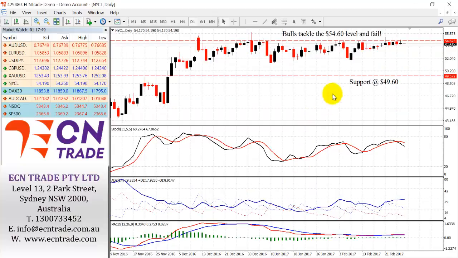And to wrap up with oil, well, no real change there. Since the 3rd of January outside range day, we've got dojis, we've got failed attempts at 54.60 and a technical oscillator in the stochastic supporting a further down move. This in turn supports further weakness with the objective holding towards 49.60.